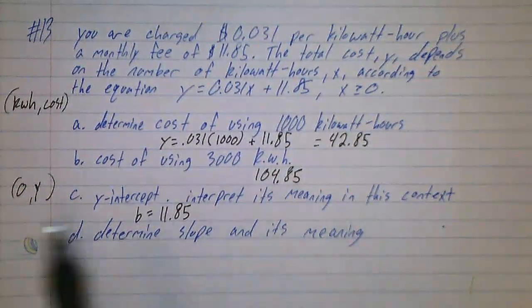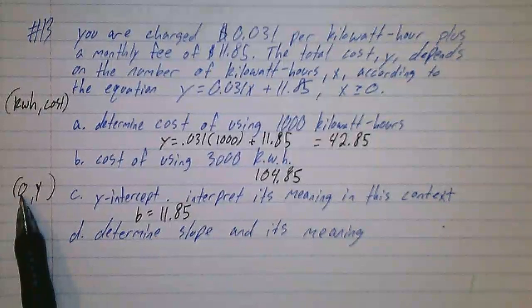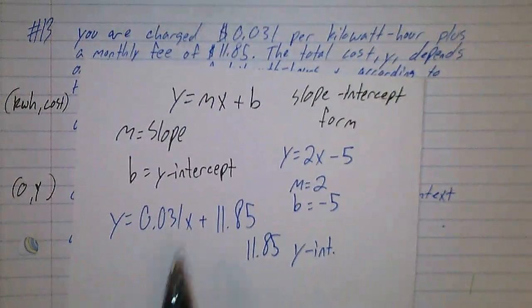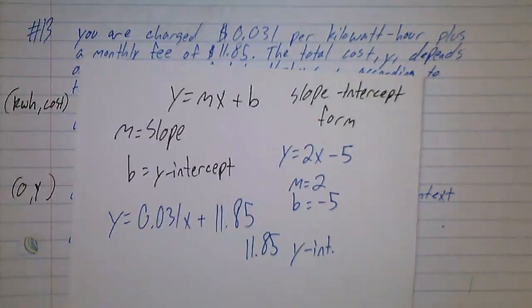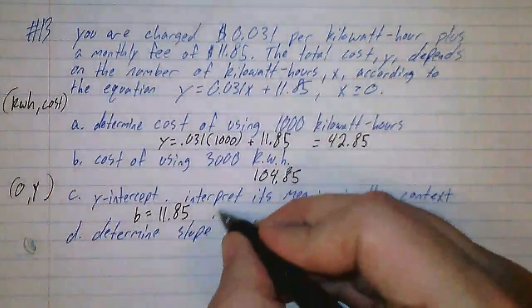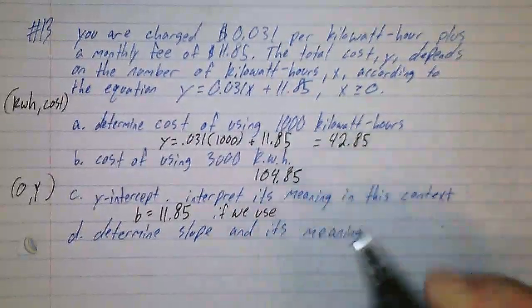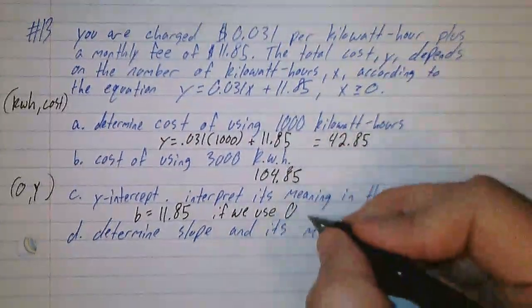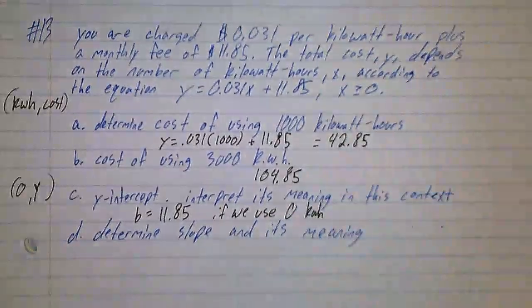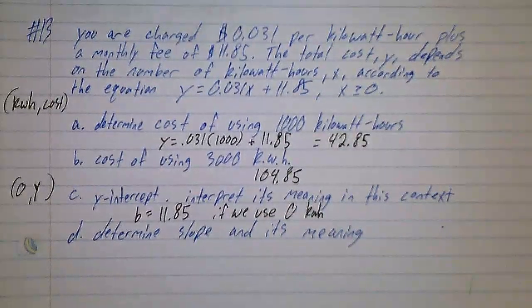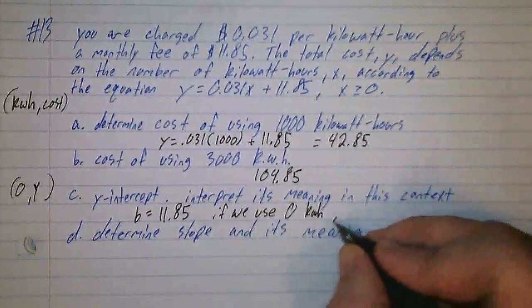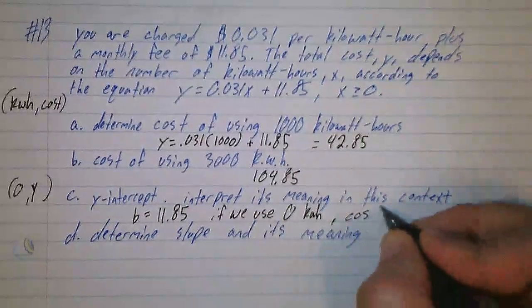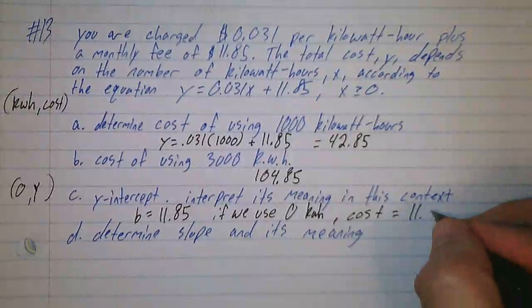And what does this mean? Well, it means that x must be 0. So if I take this equation and replace x with 0, it zeroes out this term, and we're left with just 1185. So that means if we use 0 kilowatt hours, because the number of kilowatt hours used is our x, we still have to pay the monthly fee, or cost equals $11.85.